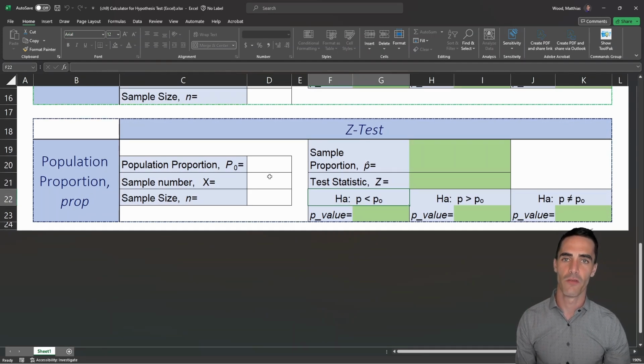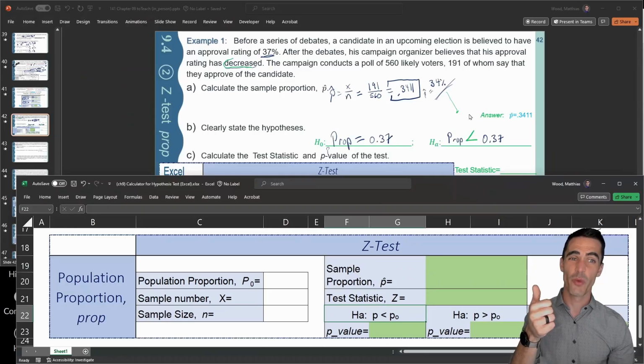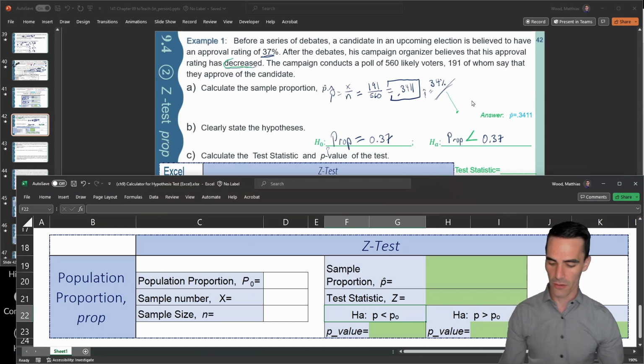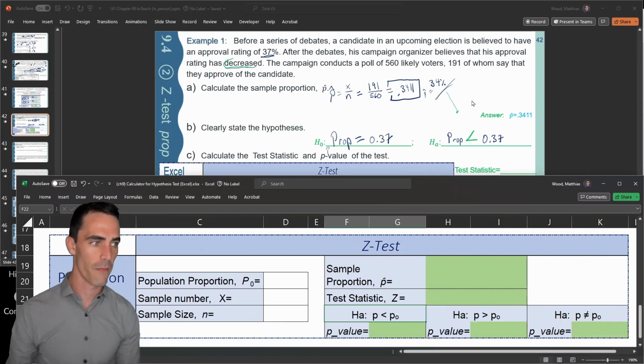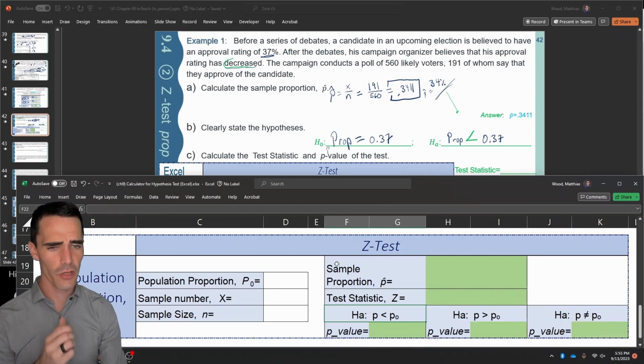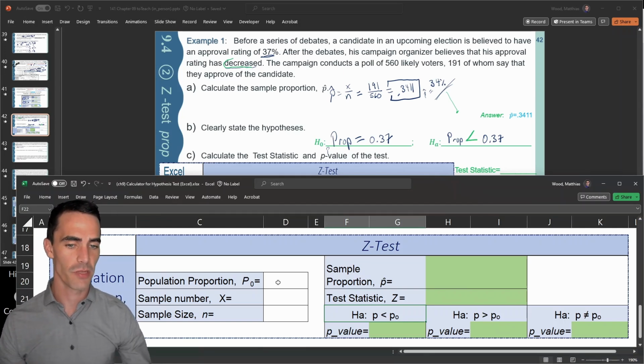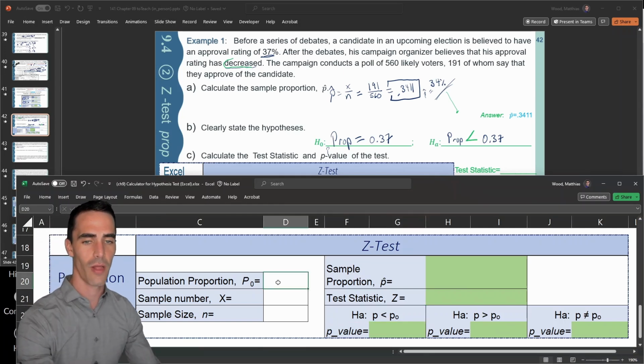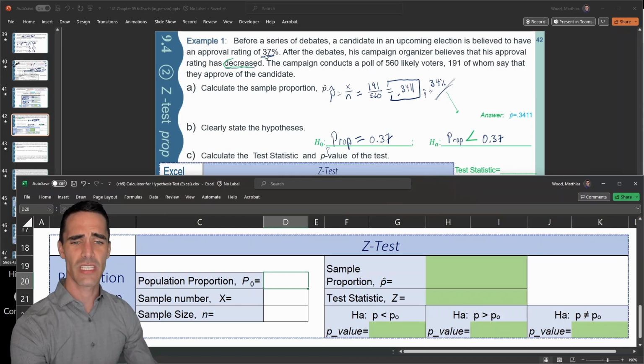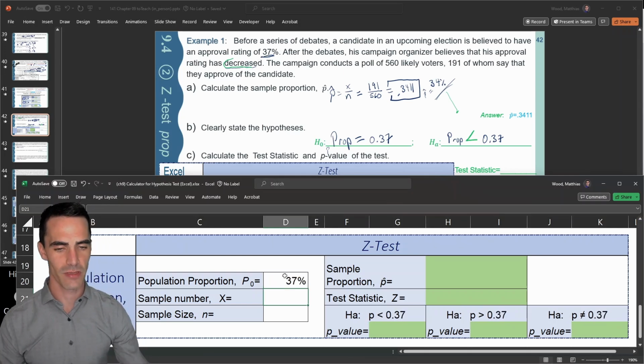And so we can type in our known values. Let me open up PowerPoint so that we can reference our known values. From our test, we're looking to input three particular ingredients. The first one is the population proportion. Again, this is the status quo or the null hypothesis. This is at the top at 37%. Let me type in 0.37, and it should read as 37%, go figure.